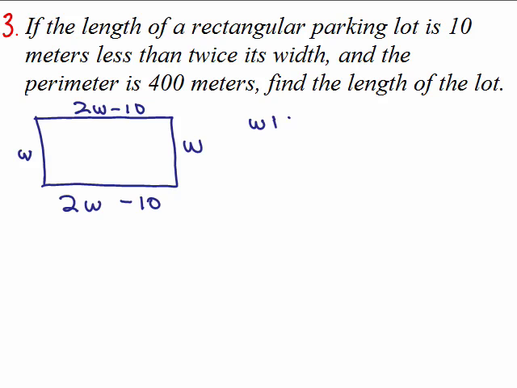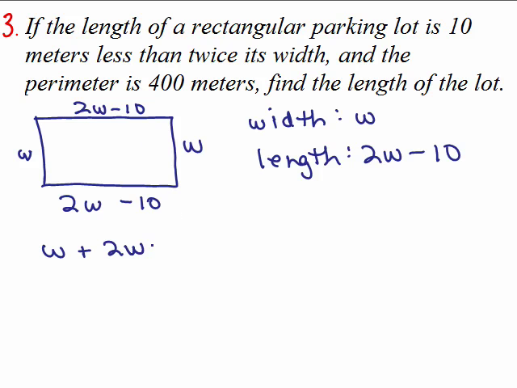You could say, okay, I'm going to call the width, without drawing a picture, W, and you could say the length would be 2W minus 10. Now there's a couple different ways you can go about writing your equation. One is to simply add all sides together. So if I add all four sides, I have W plus 2W minus 10 plus W again plus 2W minus 10. That's the perimeter, and we know that is 400. So that's one way of writing it.